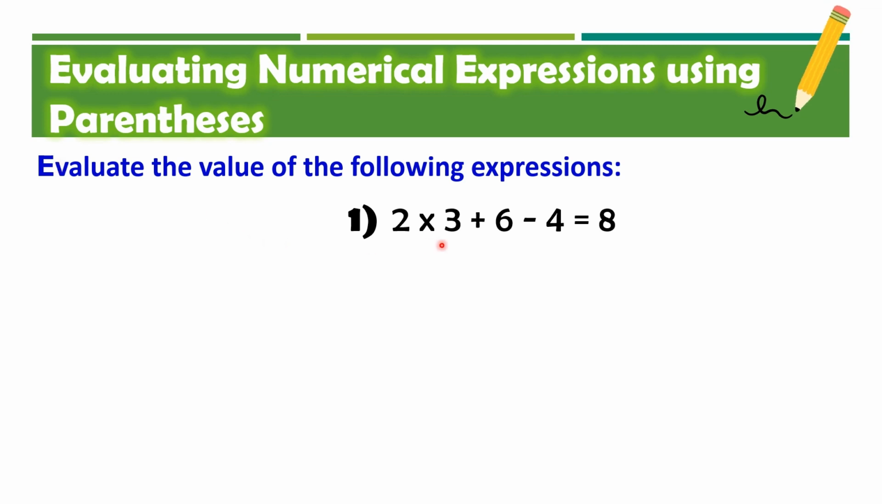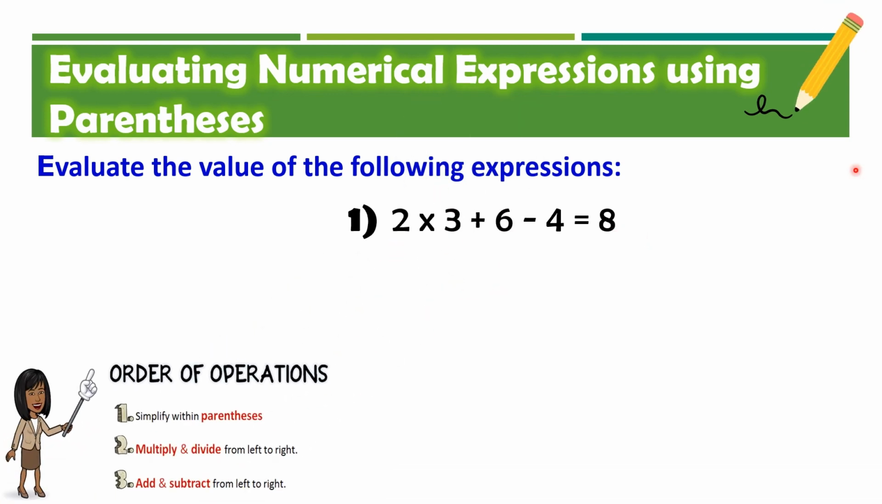Alright, so our first expression was 2 times 3 plus 6 minus 4, which equals or gives a value of 8. Now, in order for us to evaluate the value, we have to always bear in mind the order of operations. So based on the order of operations, we are going to be simplifying within the parentheses first. In this expression, we do not have a parenthesis, so now we know that we are going to be multiplying and dividing from left to right, starting from left and going all the way to the right.